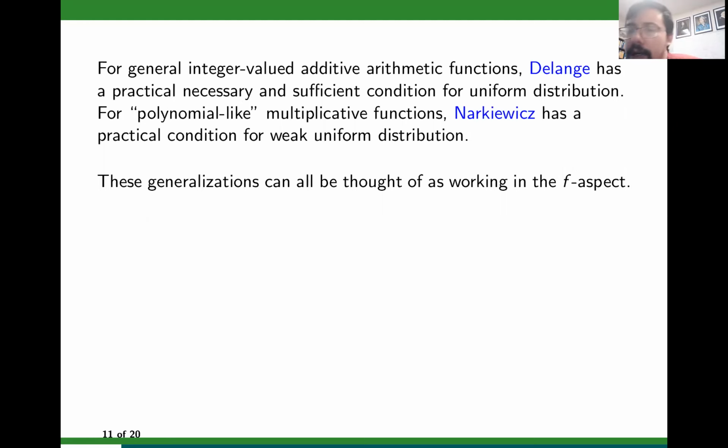So I should say that I've just given you two examples. The examples have been of the function A of n and phi of n. And of course, you could ask the same question for many other arithmetic functions, and the same methods apply in a great deal of generality. So there's, again, work of Delange and Narkiewicz about this. But all of the generalizations that are in the literature so far seem to be working in what I'll call the F aspect. So they're interested in proving weak equidistribution theorems for wide classes of functions F.